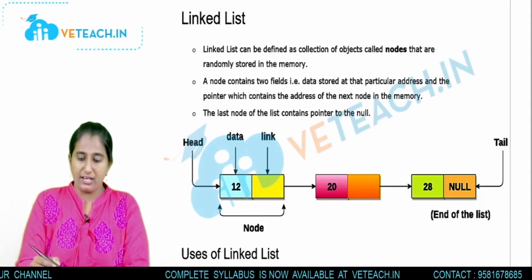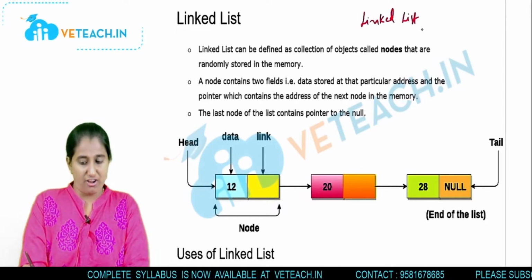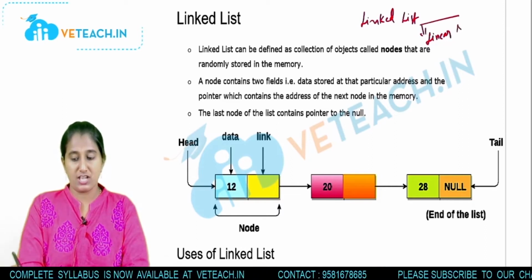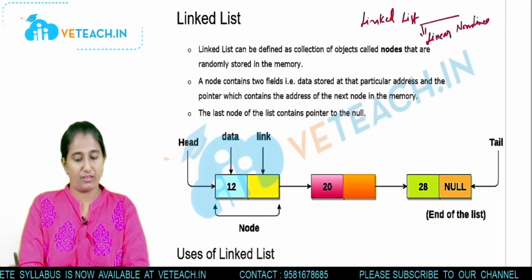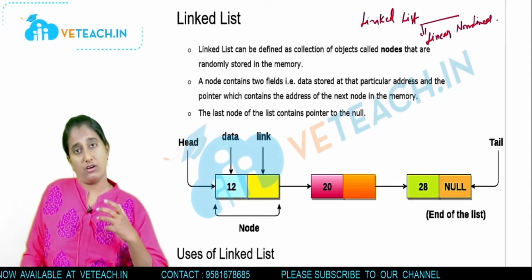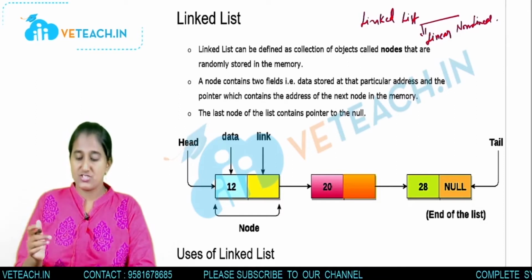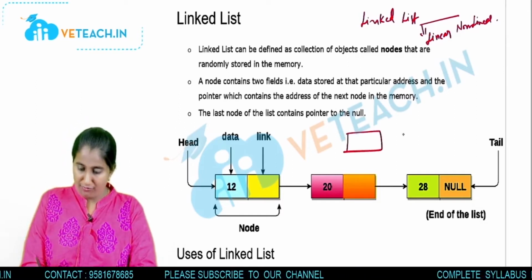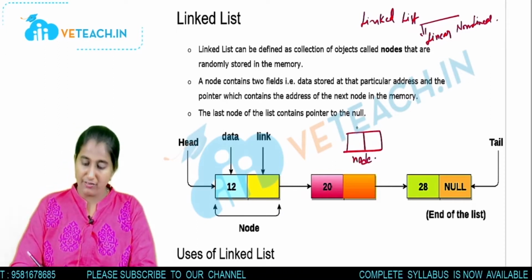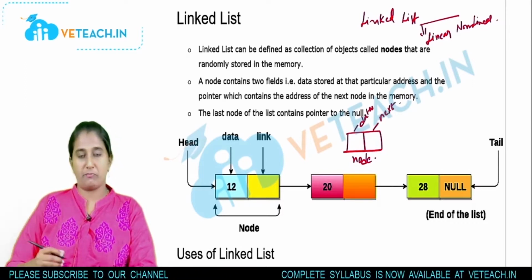A linked list is a linear data structure according to representation, and according to memory allocation it is a non-linear data structure. So what is the use of linked list, and how is it going to be represented? A linked list is represented in the form of nodes. This is the node. In a node we have two members: this is the data member and this is the next member.